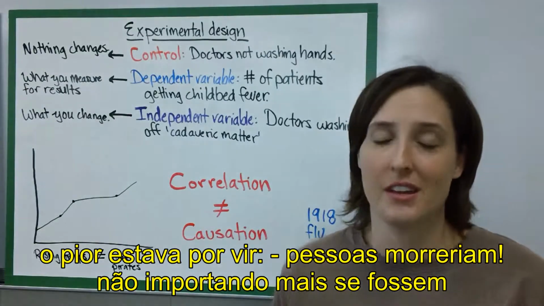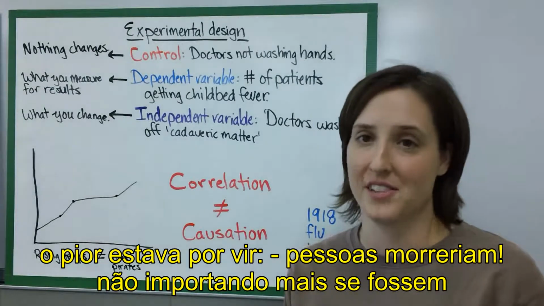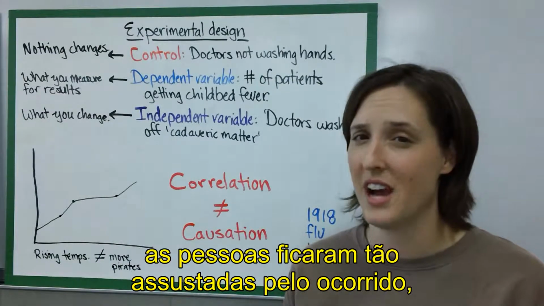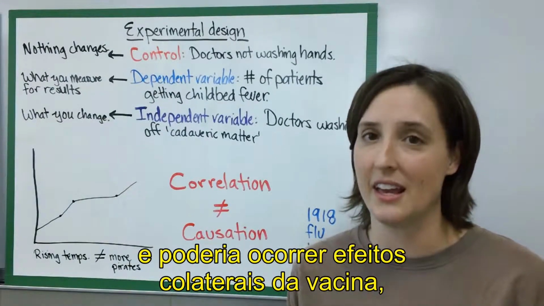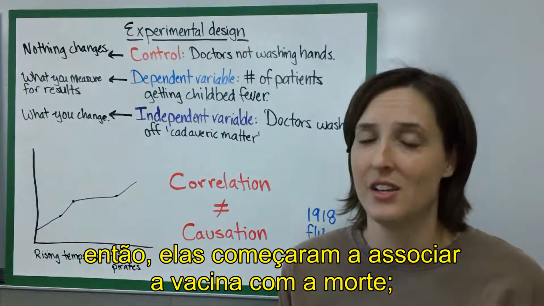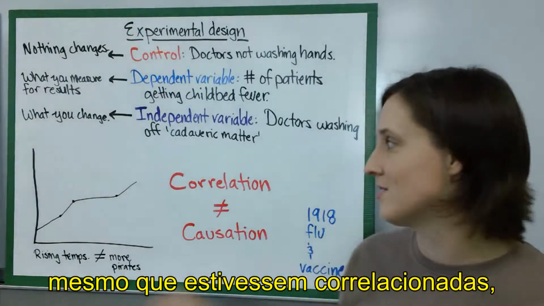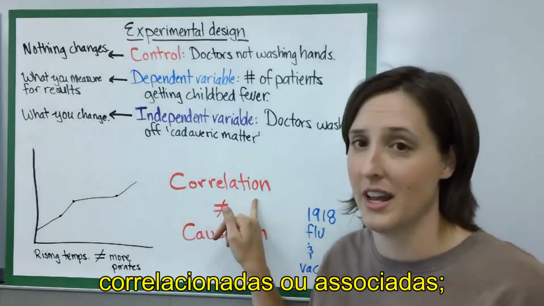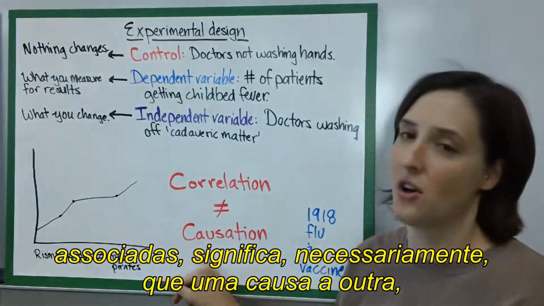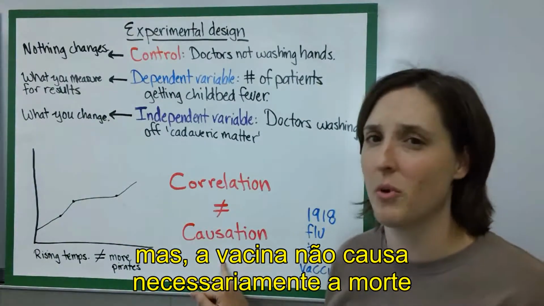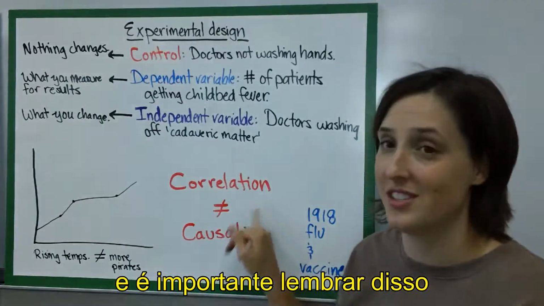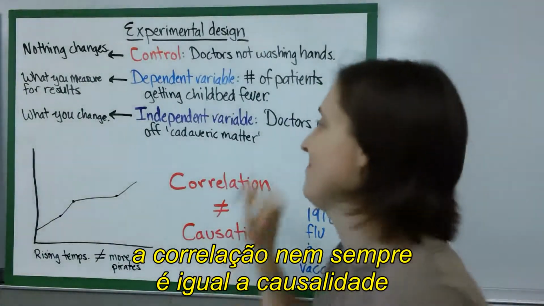Now here's the thing, people would die no matter if they got the vaccine or not, but people were so freaked out by the fact that there might be side effects of the vaccine that they started linking getting the vaccine to dying. So even though those things were correlated, were connected, that doesn't necessarily mean that they cause each other. The vaccine doesn't necessarily cause death. So this is an important one to remember. Correlation does not always equal causation.